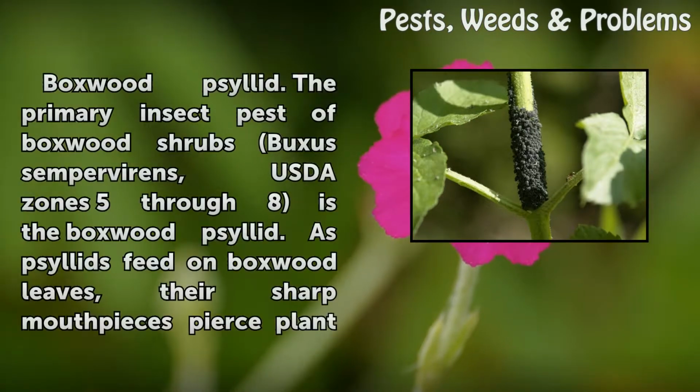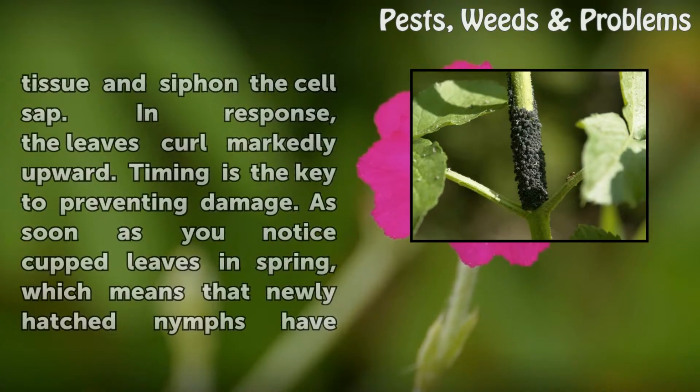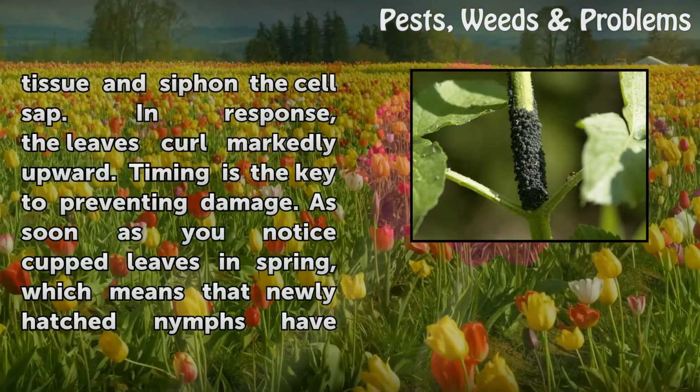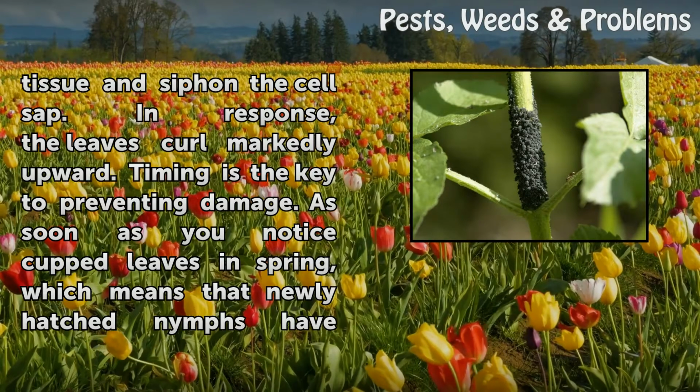Boxwood psyllid. The primary insect pest of boxwood shrubs, Buxus sempervirens, USDA zones 5 through 8, is the boxwood psyllid. As psyllids feed on boxwood leaves, their sharp mouthparts pierce plant tissue and siphon the cell sap. In response, the leaves curl markedly upward. Timing is the key to preventing damage.